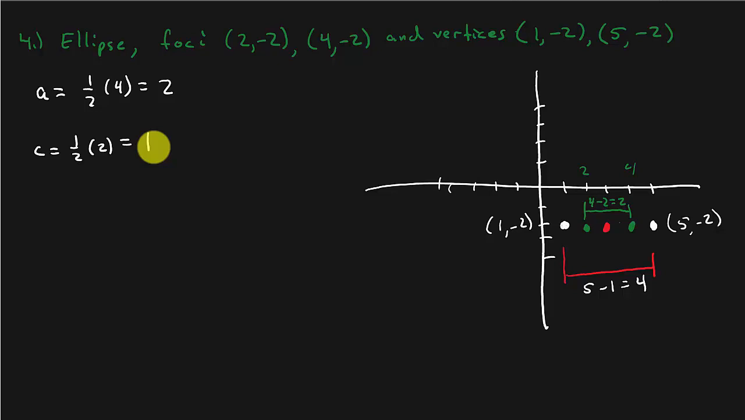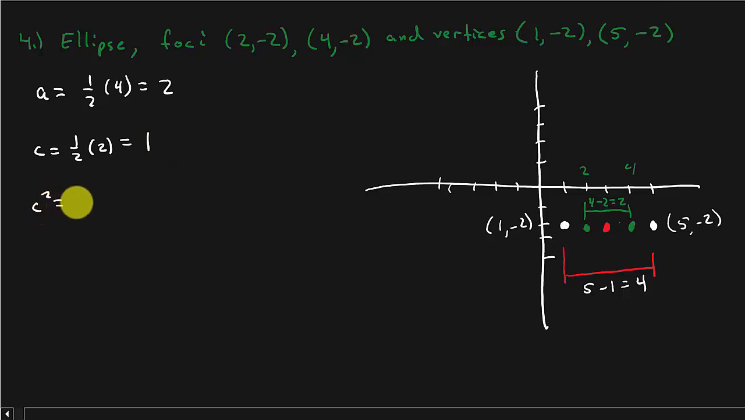And so, now I can get b. So I know that c squared is equal to a squared minus b squared. And so 1 squared equals 2 squared minus b squared. So let's see, that's 4, that's 1, that's going to be 3 when I move the b squared over there. So b is the square root of 3. I know we don't need to find b, but I just did.